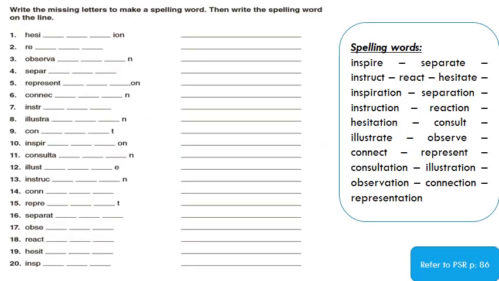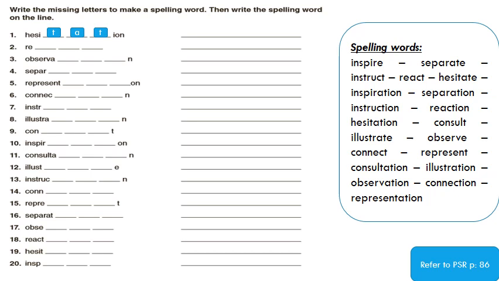You can go to the exercises in your book, pages 86, 87, 88, and 89, to have extra work on the suffixes. Write the missing letters to make a spelling word, then write the spelling word on the line. Let's have some examples here. For example, hesit, and I have ion at the end. Hesitation, so I have to add ation.